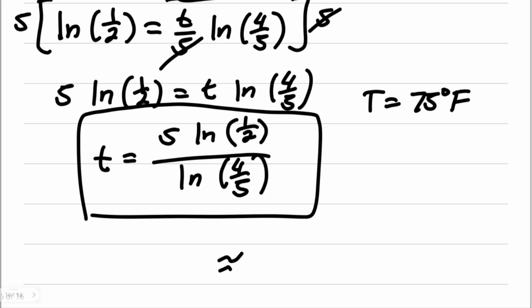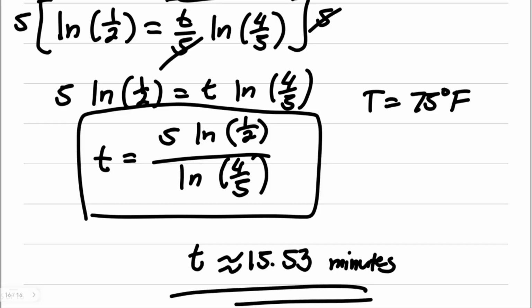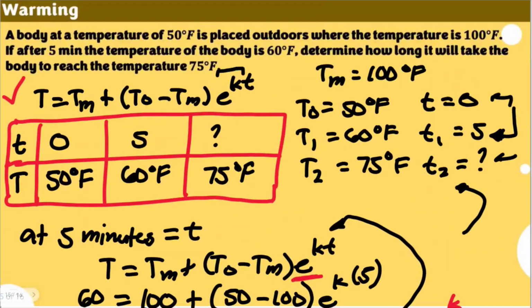If we use a calculator for approximation, because we don't have an exact value for this, the result is approximately 15.53 minutes. This is the result for our item. We need 15.53 minutes for the object starting at 50 degrees Fahrenheit to reach 75 degrees Fahrenheit with the outdoor temperature of 100 degrees Fahrenheit, given that the temperature after 5 minutes is 60 degrees Fahrenheit.